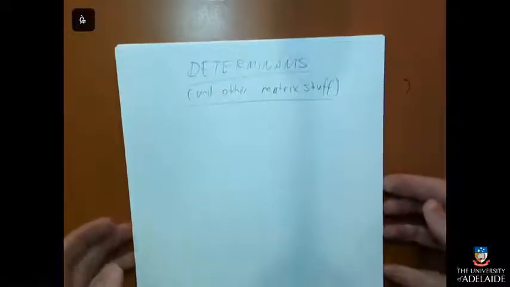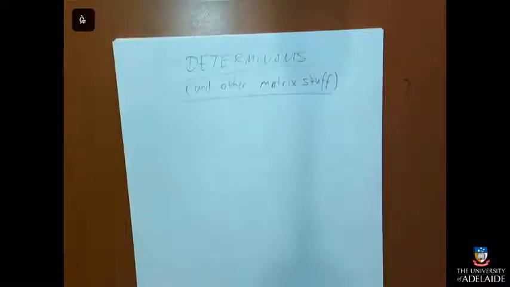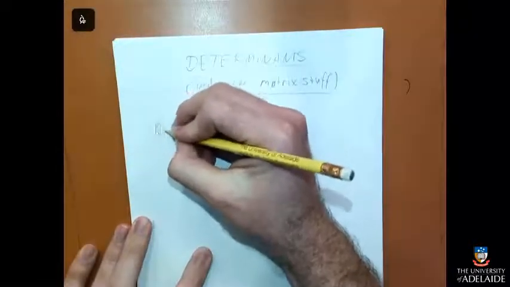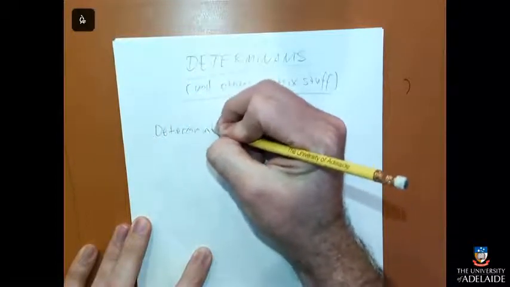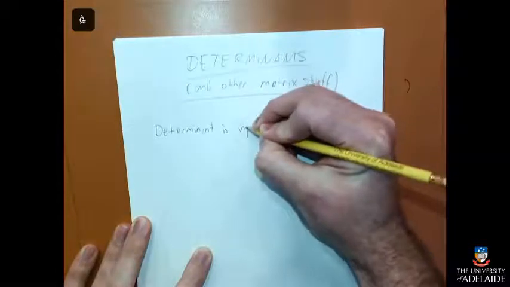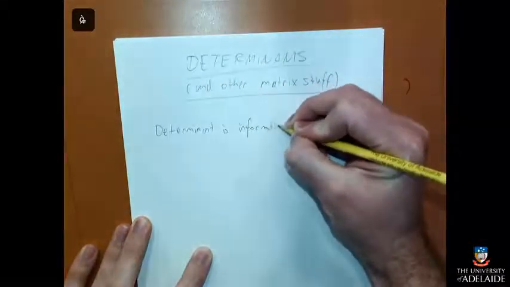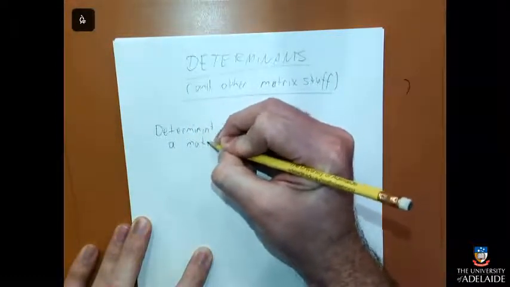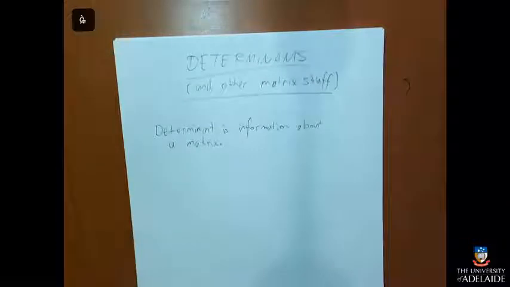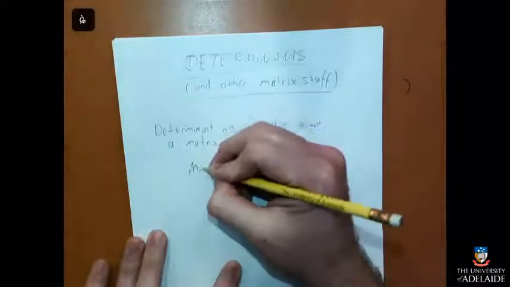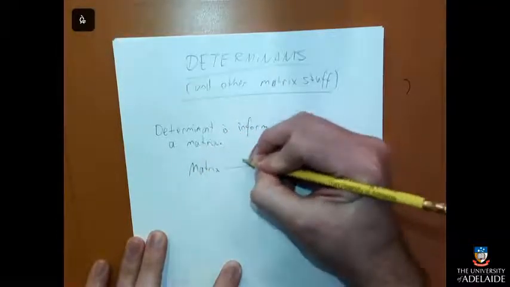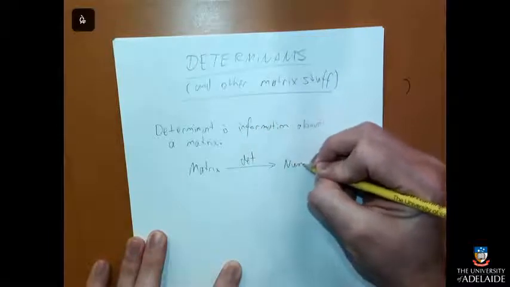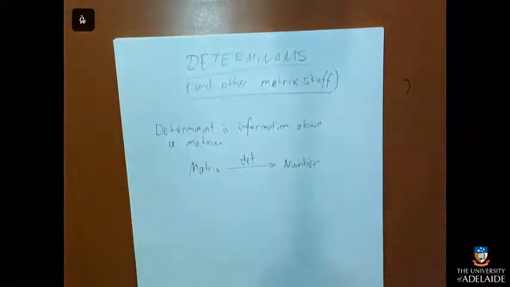So, all right. So determinants are a piece of information about a matrix. So what you do is you create this calculation based on the entries in the matrix, and it produces a number. So you've got your matrix, you find the determinant, and you get a number. That's the basic idea of what determinants do.